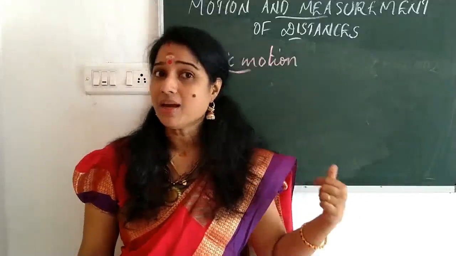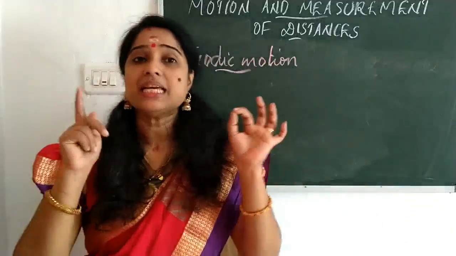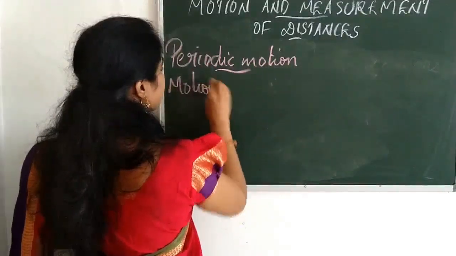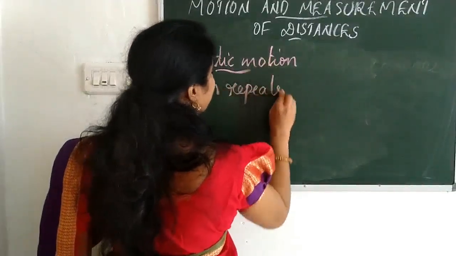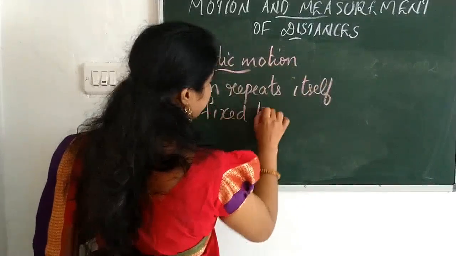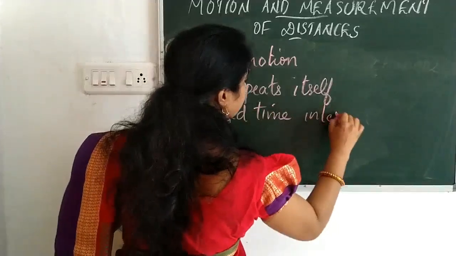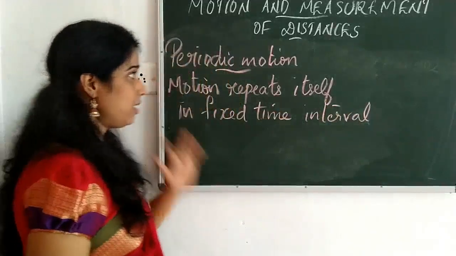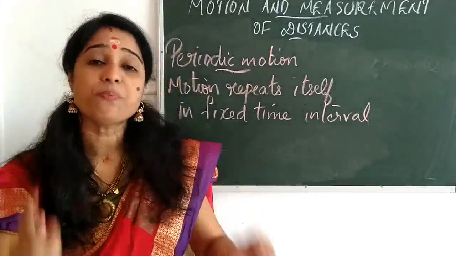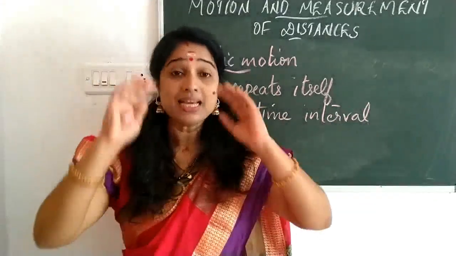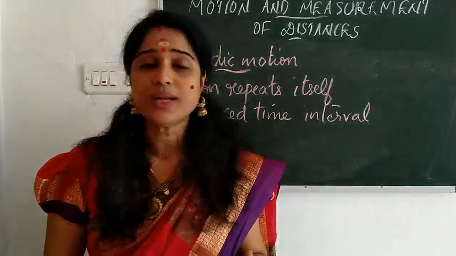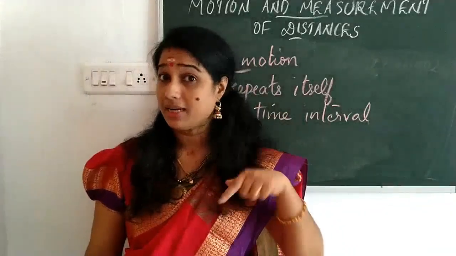In the case of motion, when a motion repeats itself in a fixed time interval, we can call such motion periodic motion. When a motion repeats itself in a fixed time interval, we call such motion periodic motion. When I give an example, you will understand it better.